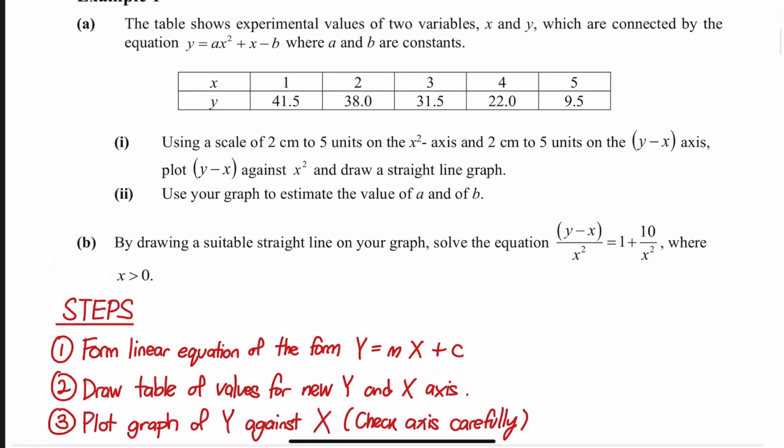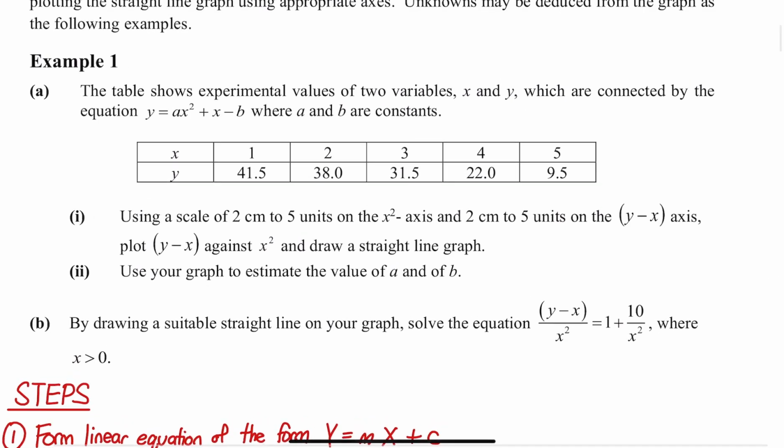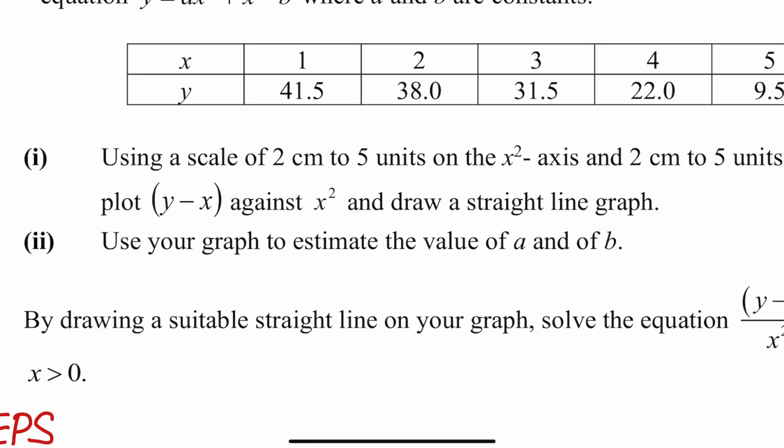Okay, so let's illustrate this using example 1. Example 1, the table shows experimental values of two variables, x and y, which are connected by this equation over here, where a and b are constants. So part 1, using a scale of 2 cm to 5 units on the x squared axis and 2 cm to 5 units on the y minus x axis, plot a graph of y minus x against x squared. So if you remember what I said earlier, it is always your big Y axis, your vertical axis, against your horizontal axis. This is your big X axis.